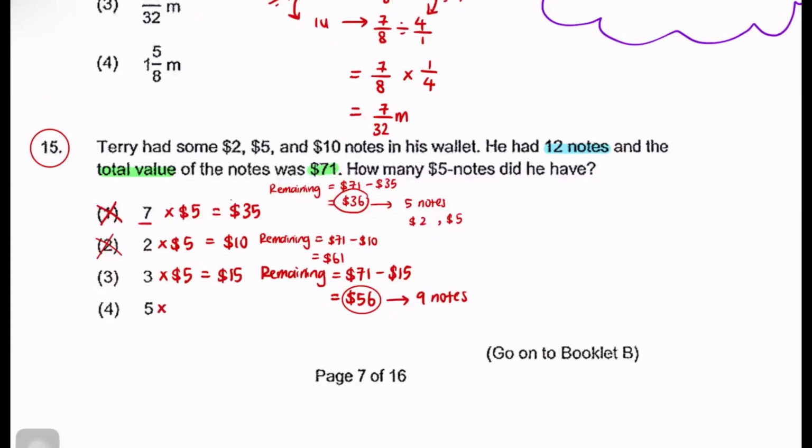If he has 5 $5 notes, he will have $25, correct? The remaining amount will be 71 minus 25 equals $46. And this $46 will be made up of how many notes? 12 minus 5, 7 notes. I have 7 pieces of money, made up of either $2 or $5, and they add up to $46. Possible? Not possible.